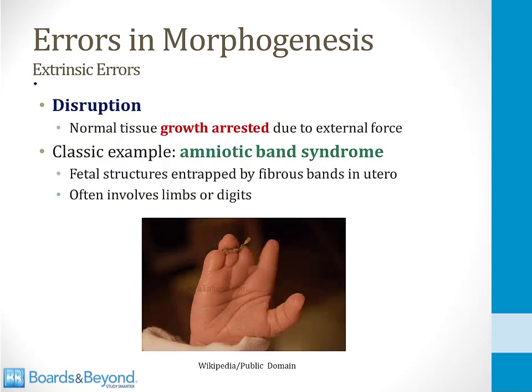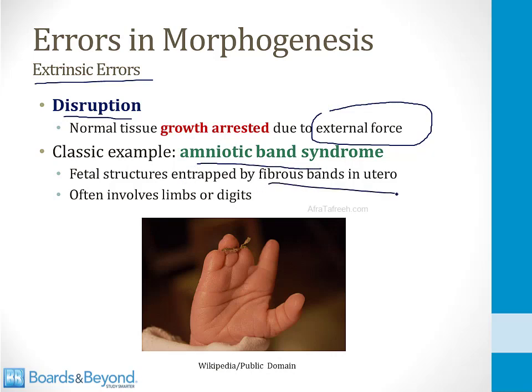Now let's move on and talk about the extrinsic errors in morphogenesis. The first one is called disruption. This is when normal tissue growth is arrested due to an external force. Remember, extrinsic errors are always caused by some external thing outside of the embryo. And the classic example of a disruption is the amniotic band syndrome. This is a syndrome where fetal structures are entrapped by fibrous bands in the womb. It often involves the limbs or digits, and the baby is born with short fingers or toes. This is a picture of an example of disruption shown on the screen here.